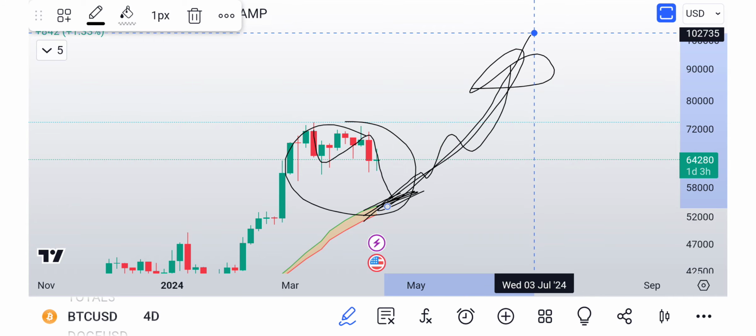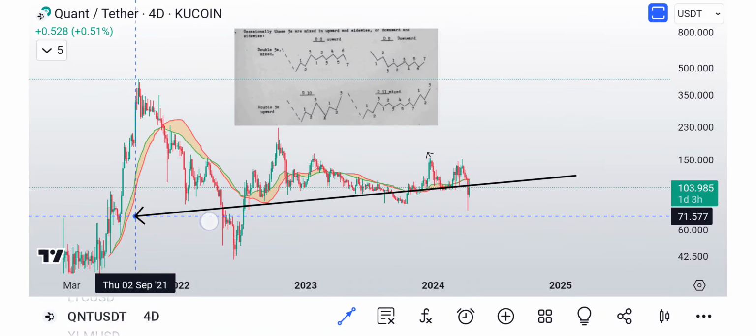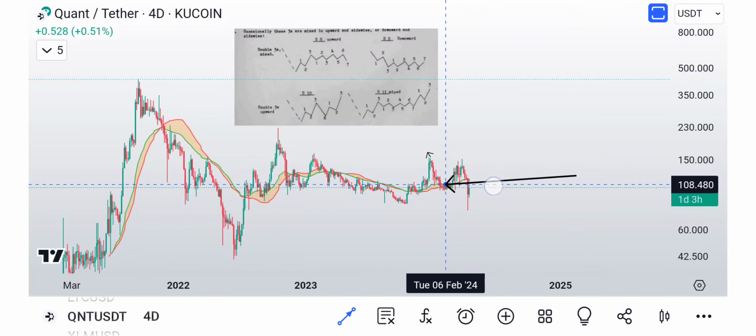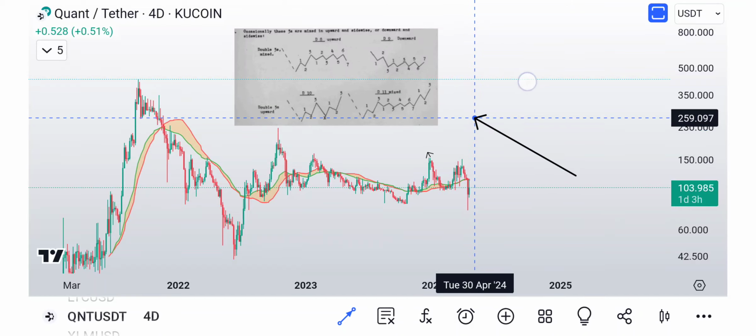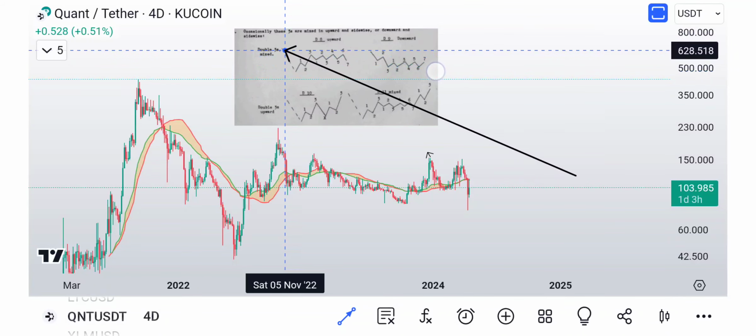So looking at Quant again and comparing this to the Bitcoin, where we had a rise, crash, retrace, reaccumulation, sideways, and then also comparing that to the double three, right?